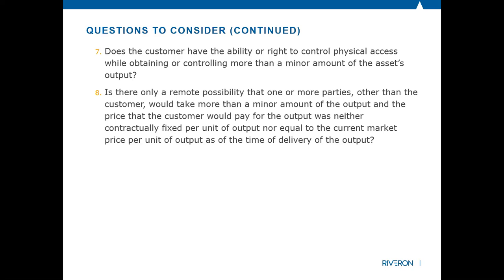Lastly, is there only a remote possibility that one or more parties other than the customer would take more than a minor amount of the output of the asset, the identified asset, and the price that the customer would pay was neither contractually fixed nor equal to the current market price per unit? If you fall into the bucket of number eight, you should definitely phone a friend. There's a lot of nuances that go into some of these manufacturing and supply agreements where we talk about output of the asset and then the pricing per unit associated.